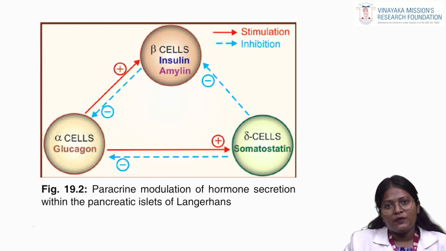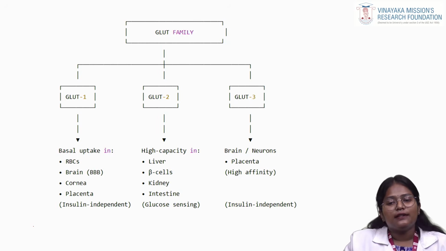There are 3 types of cells in the pancreas: alpha cells, beta cells and delta cells. Alpha cells secrete glucagon, beta cells secrete insulin and amylin, and delta cells secrete somatostatin. This is a paracrine modulation, where one hormone stimulates the other and one suppresses the other. That is the feedback mechanism. The red line indicates the stimulation and the blue line represents the inhibition. Okay, so this is the GLUT family.